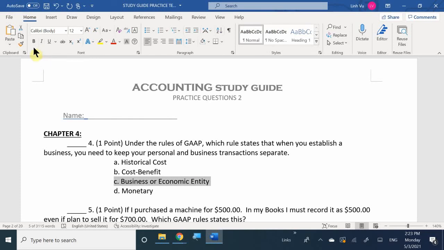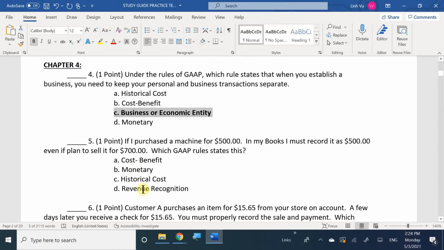Okay, I may ask you a definition question. I may ask you an applied question. So if I asked you, if you open up a business and you have a personal credit card and a business credit card, what is that a perfect example of? Right? And you would say the business or economic entity because the rule states that you must keep your personal and your business transactions separate. So by doing that, you need to apply for 2 credit cards. Or at least have 2 credit cards, one for personal and one for business. Okay, excellent. So I will be asking you a couple GAAP questions.